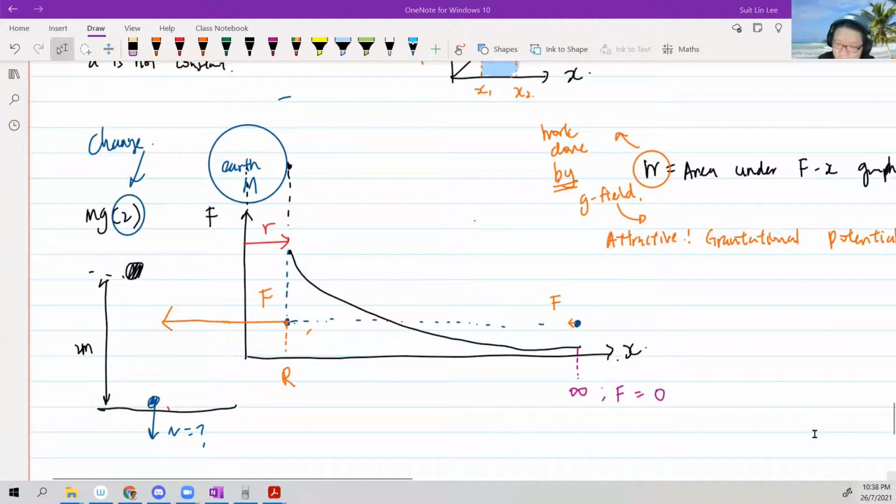But those of you who are a bit ahead of time, we are going to find the area under the graph by integration. Maybe you can tell me what equation should I integrate?